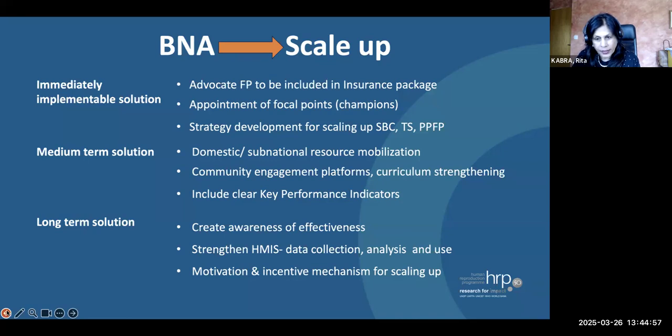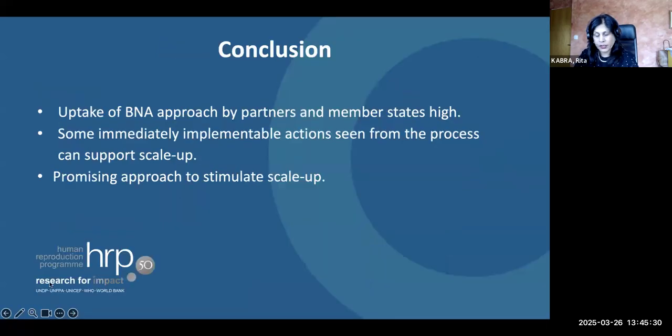So countries have identified quite a few solutions, and as you could see both from Uganda and Kenya today, some of them are immediately implementable, so they are short-term solutions and can be done. Some are medium-term and some are long-term. And this is the way we move forward as we support countries in implementing these solutions. So BNA is not an end in itself, but just one step to move forward to scaling up evidence-based practices. Next, please.